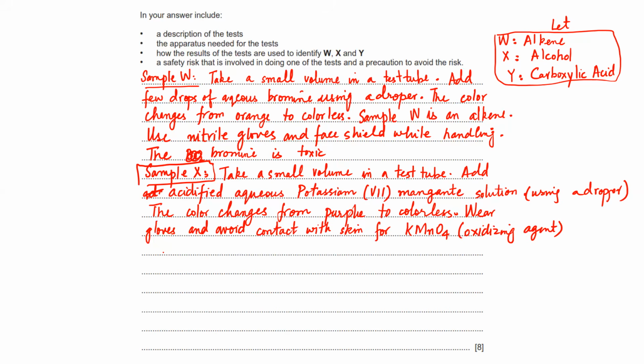Then we have sample Y. So for sample Y, this is a carboxylic acid. So the simple test is take a small volume, add solid calcium carbonate, and this is an acid. Effervescence is produced, and carbon dioxide gas will be there.